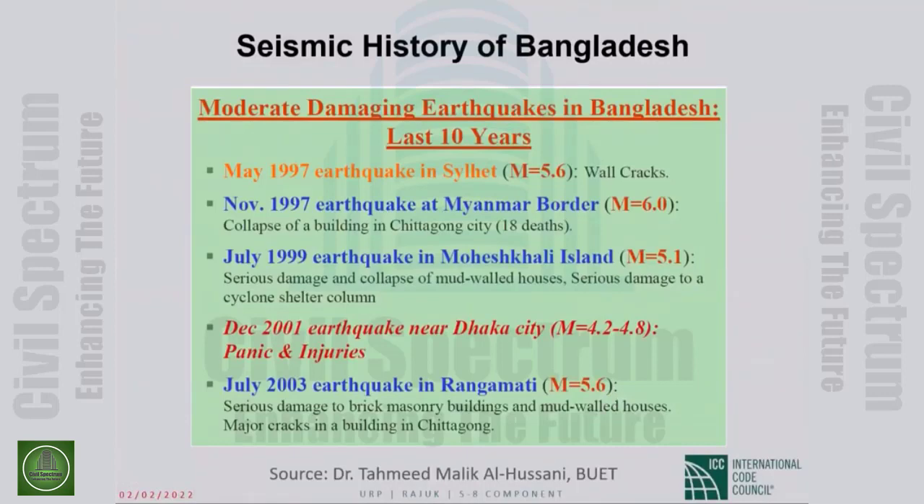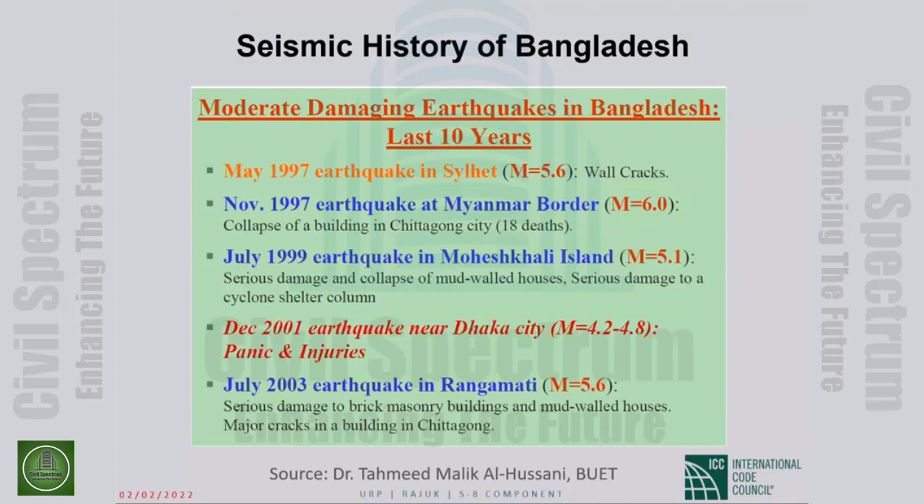Moderate damaging earthquakes in Bangladesh in the last 10 years. There's a list. May 1997, magnitude 5.6. November 1997, earthquake at Myanmar border, 6.0. July 99, Mohishkhali. December of 2001, earthquake near Dhaka. Panic and injuries. It's a small earthquake, but because it was close to the city, there was quite a bit of panic apparently. July of 2003, earthquake in Rangamati. That's magnitude 5.6. This list of moderate earthquakes also stops in 2003. That doesn't necessarily mean anything.